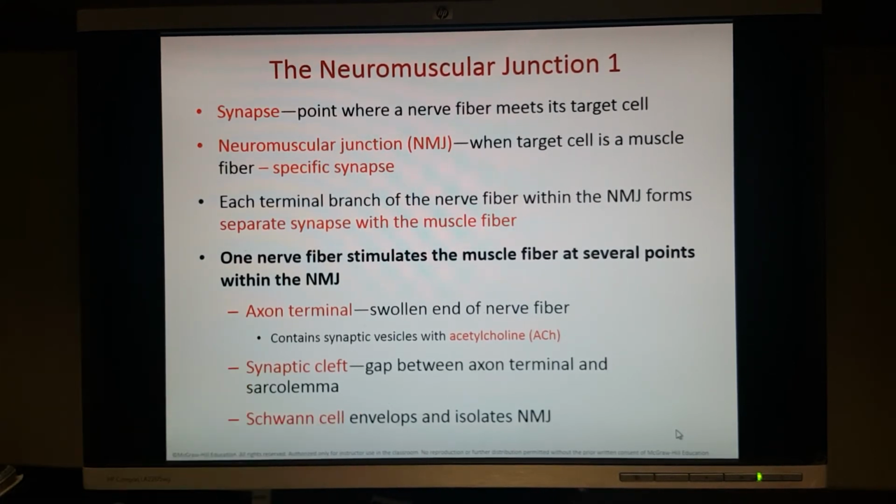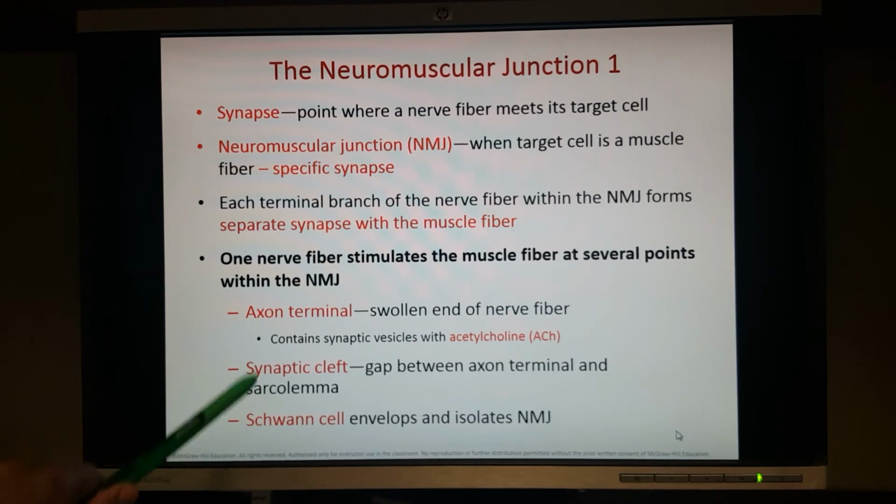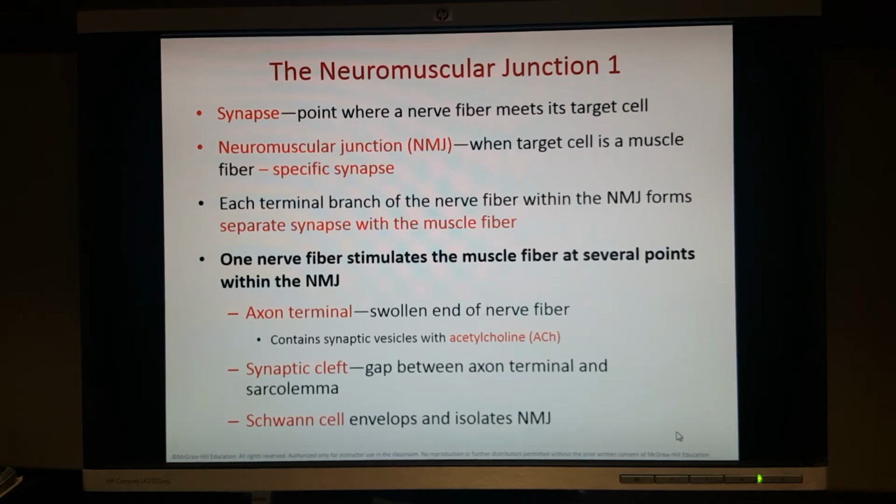Helping to keep your acetylcholine in that area, as well as protect that neuromuscular junction, there's a Schwann cell. So these are the oligodendrocytes, excuse me. These are the glial cells that help to wrap around and protect your neurons in the peripheral nervous system. So this is one of the jobs that this cell does, helping to wrap around and isolate that neuromuscular junction. So making sure that only the signal from the neuron is causing the muscles to contract.